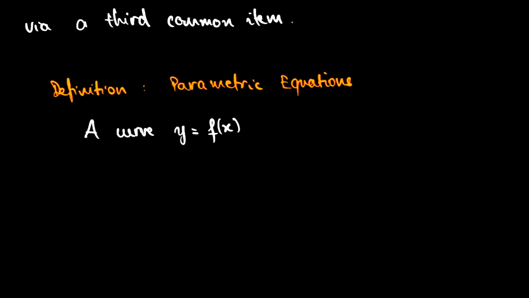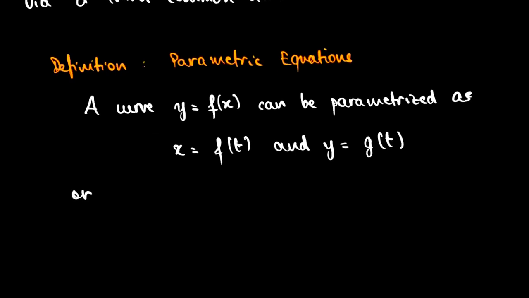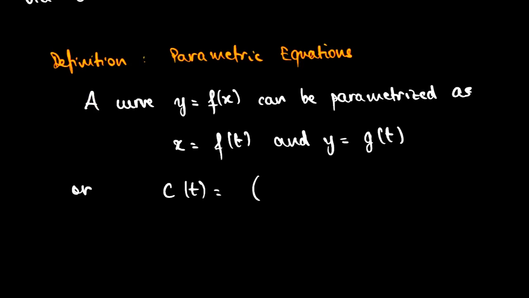So a curve y equal to f of x can be parameterized as x equal to f of t and y equal to g of t. x and y can be related to one another through the third parameter, which is t. In this case, x equal to f of t and y is equal to g of t, or we can write c of t is equal to f of t comma g of t.